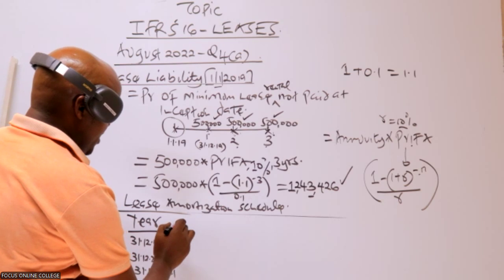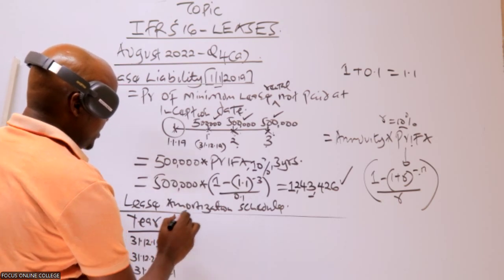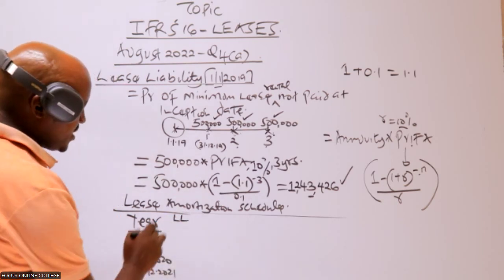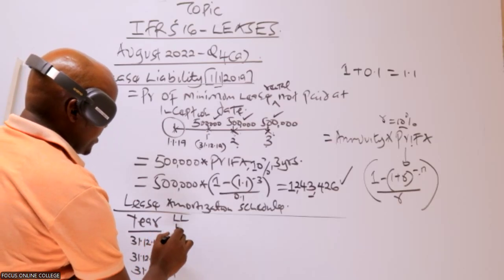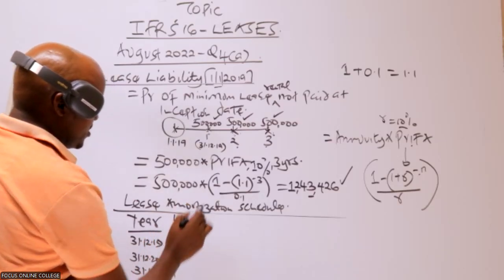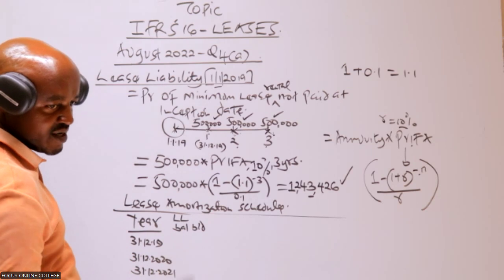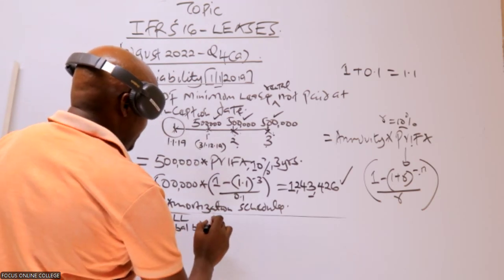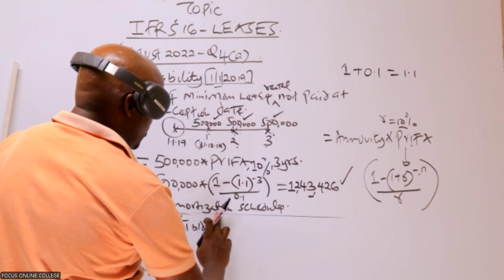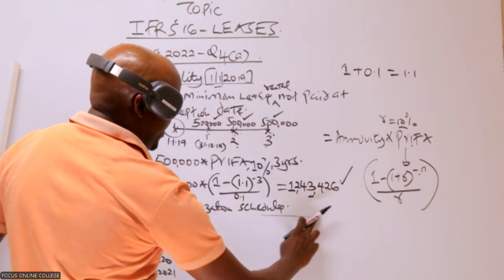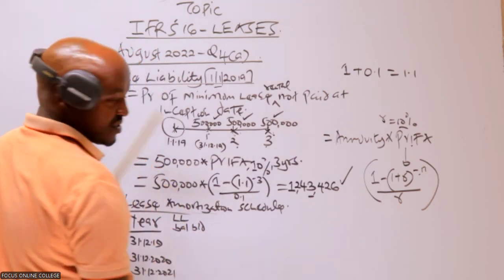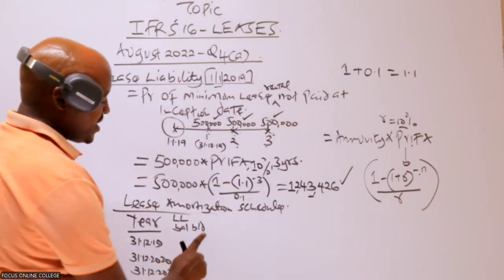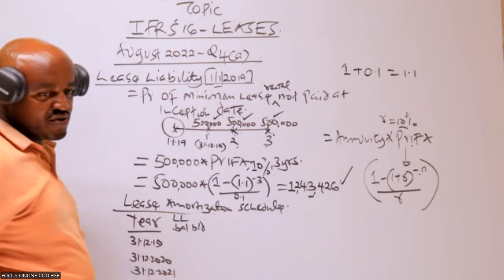The next column here will be for the lease liability. Write that in full for your revision purpose. The lease liability balance brought down, the lease liability at the start of each year. The next column will depend on when the minimum lease rentals are paid.